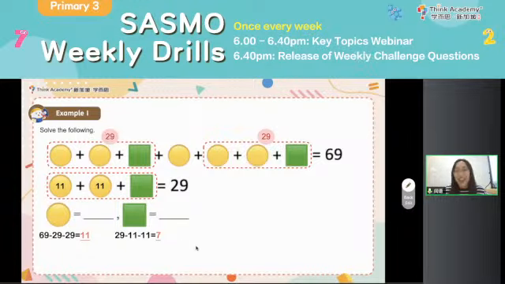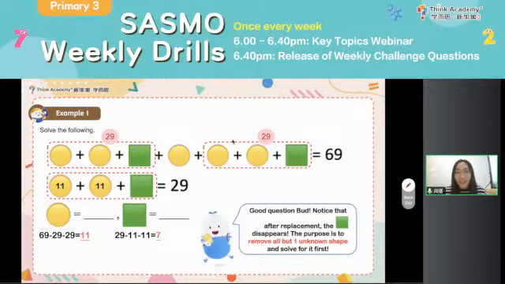Correct. That is 7. Okay. So you can see that this is the basic one. So you can see that when it comes to shapes in equation, actually we always try to find some groups. But what is the purpose of this replacement? Why do we need to focus on the group? Because actually the purpose is just to remove all but one unknown shape and solve for it first.